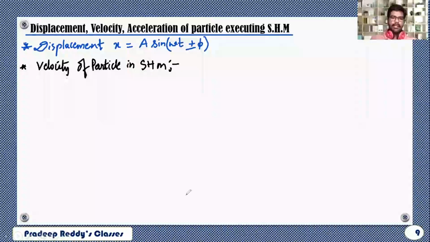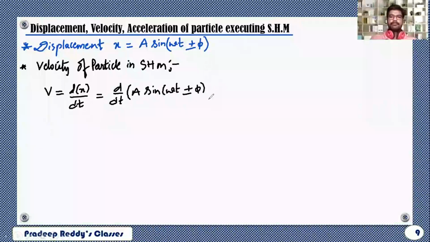So in order to calculate the velocity of the particle executing SHM, you can write velocity v is equal to dx divided by dt, which is written as d by dt of x, which is A sine omega t plus or minus phi. So v is equal to A into omega into cos, since the differentiation of sine is cos, omega t plus or minus phi, and d by dt of omega t I am writing as omega, so that A omega I have written here. Okay, this is the equation for velocity v.